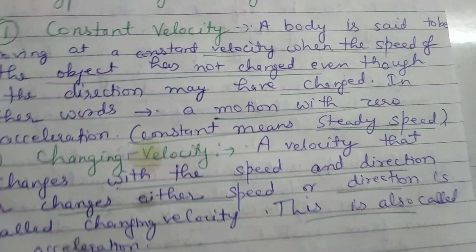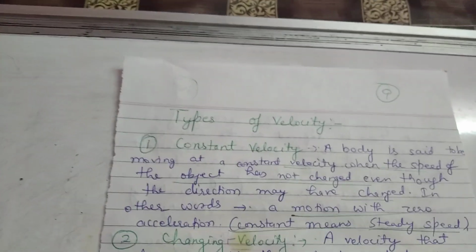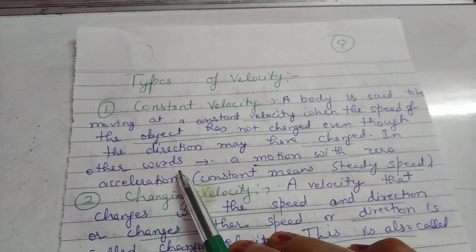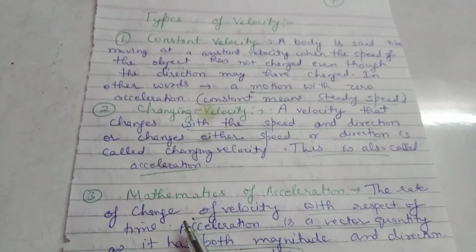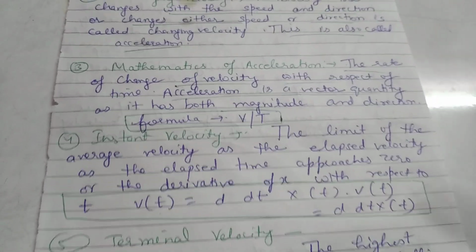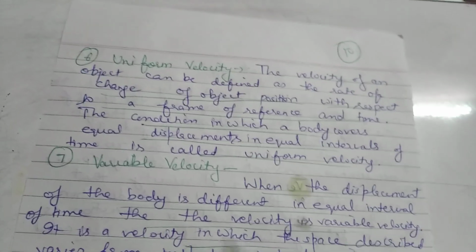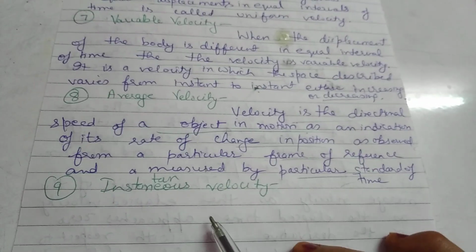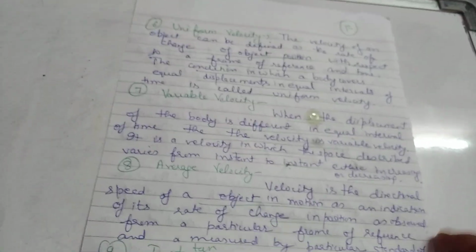Now types of velocity. Constant velocity, changing velocity, mathematics of acceleration, instant velocity, terminal velocity, and also uniform velocity, variable velocity, average velocity, instantaneous velocity. So these are the types of velocity.